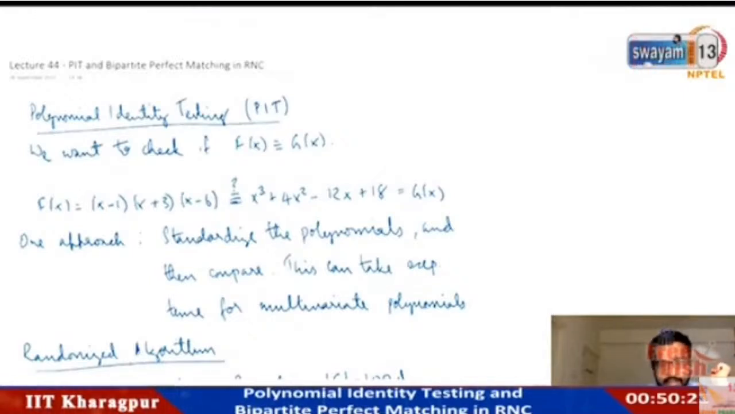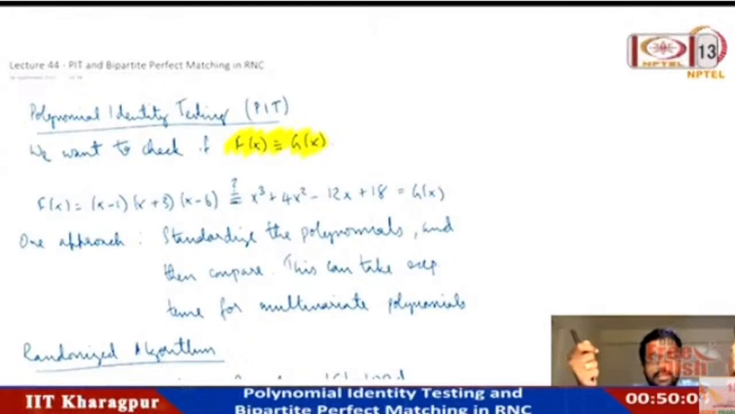So polynomial identity testing is simply asking whether, given two polynomials f and g, f and g are the same polynomial. One may think, what is the big deal in just comparing the two polynomials? The catch is that these two polynomials need not be given in the exact same format, right?